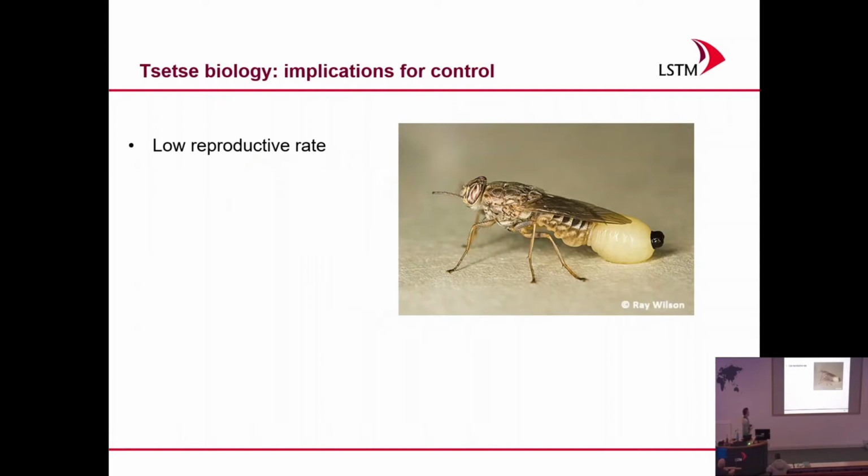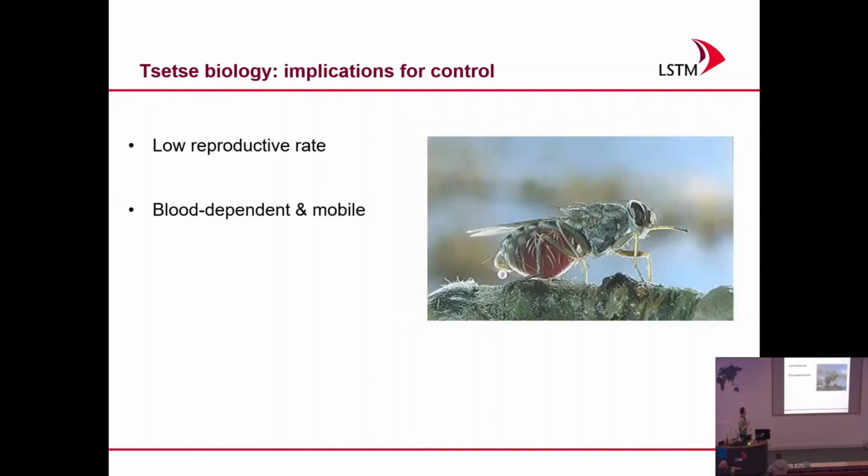So if we're thinking about vector control, what are some of the advantages for tsetse flies, which lead to them being able to be controlled by vector control? Well, they have a very low reproductive rate, one offspring per cycle, unlike mosquitoes, where you can get hundreds of mosquitoes from a single cycle. Both males and females are dependent on blood, so they have to be mobile and seek out a host every few days to get a new blood meal for energy.